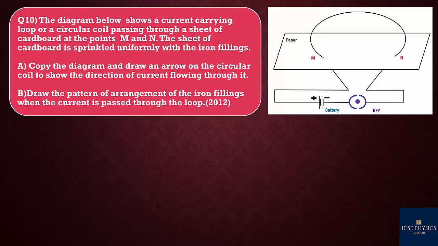Now question number 10. The diagram below shows a current carrying loop or a circular coil passing through a sheet of cardboard at the points M and N. The sheet of cardboard is sprinkled uniformly with iron filings. Now first part of the question is, copy the diagram and draw an arrow on the circular coil to show the direction of current flowing through it. The direction of current always flows from the positive end of the battery to the negative. So it will always flow from M to N.